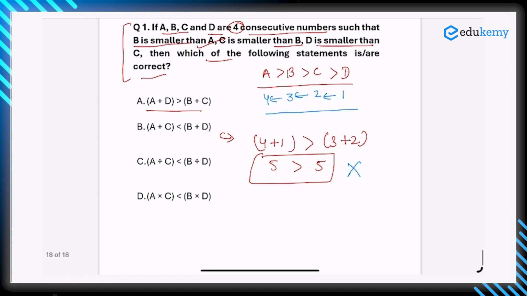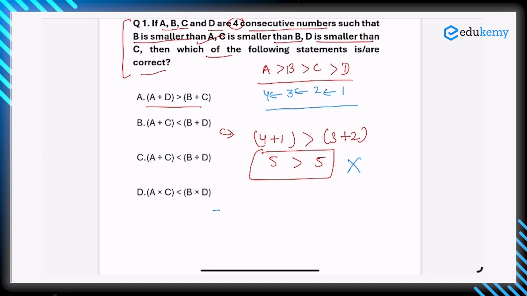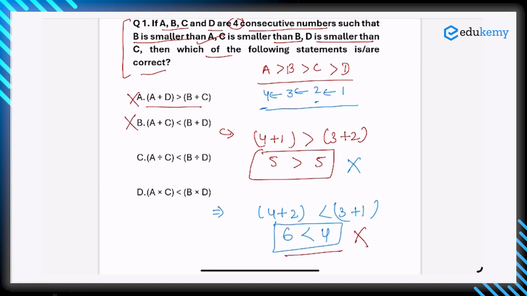Now let's do the second statement. The question says A plus C is less than B plus D. A is equal to 4, C is equal to 2, B is equal to 3 and D is equal to 1. Then 6 is less than 4. Can 6 ever be less than 4? No. So 6 is not less than 4. This statement is also wrong. The first is wrong, the second is wrong.